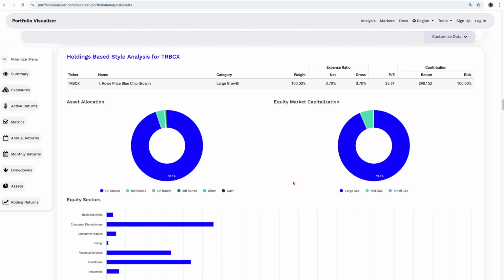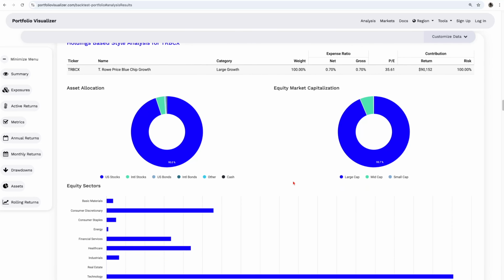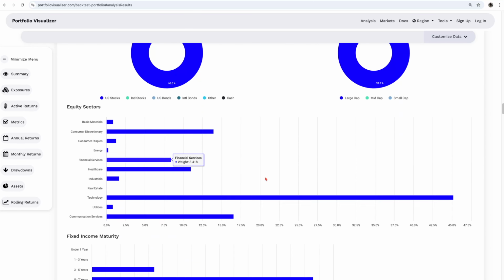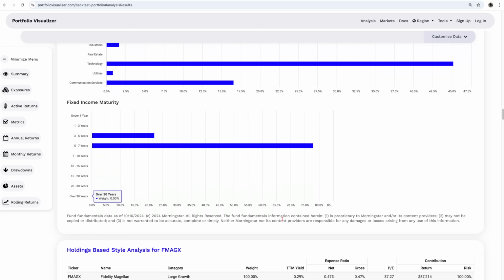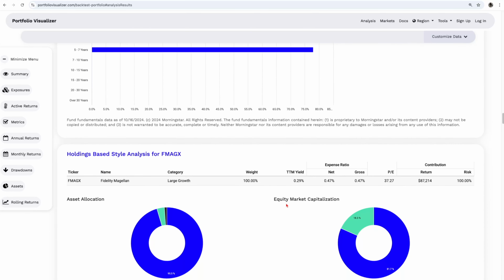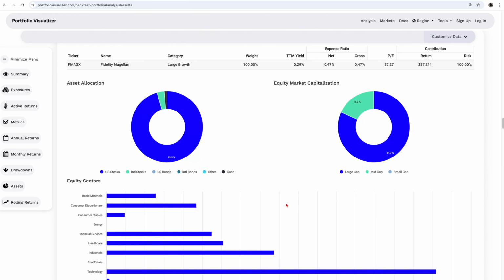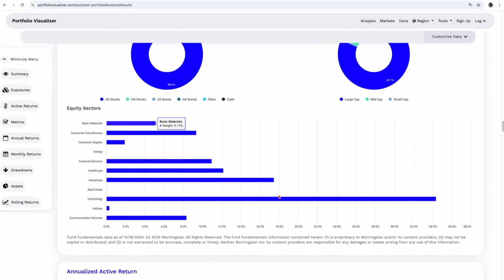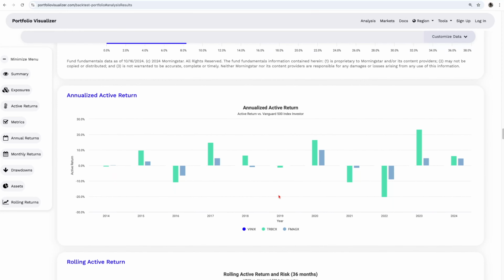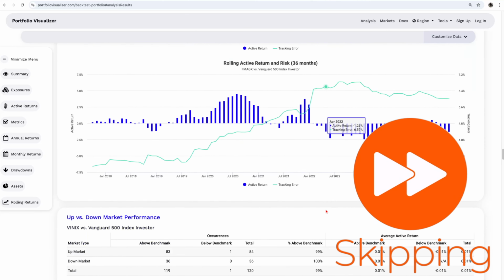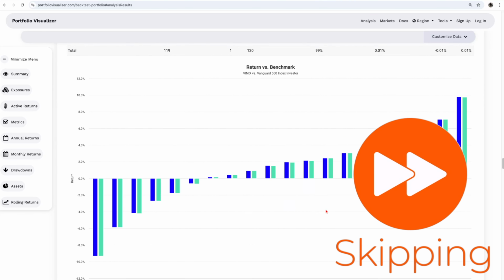Same thing with the T. Rowe Price Blue Chip Growth Fund. It shows the different asset allocation and the different makeup of the different US stocks, the different sectors. Fidelity Magellan, same deal. Skipping through these, skipping through these.